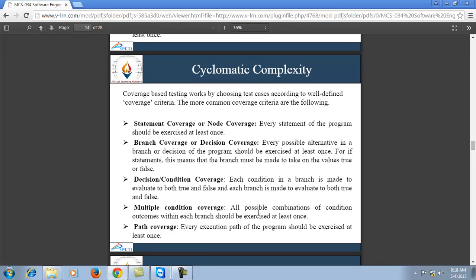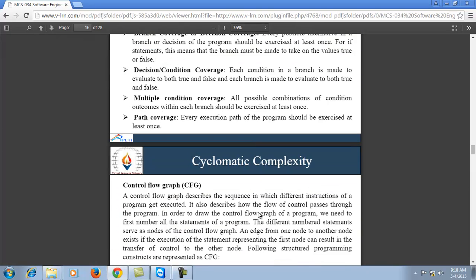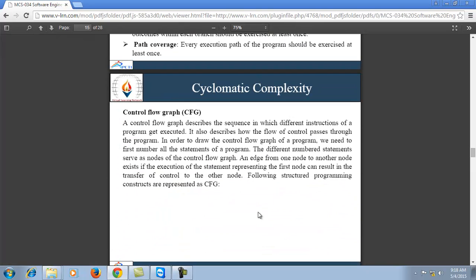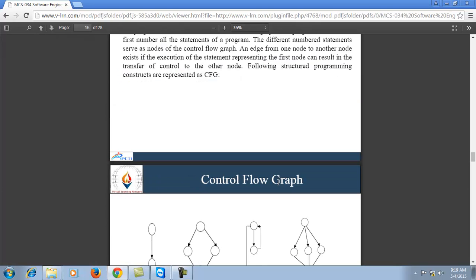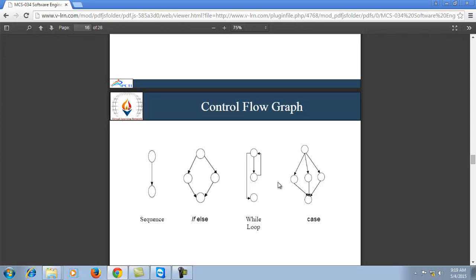Cyclomatic complexity, in which the entire path, many branches of the decision construct statement, each and everything is covered. Control flow graph basically describes the sequence in which different instructions of a program get executed. Right? Control flow graph reflects a notation which is helpful in understanding how the system is moving.